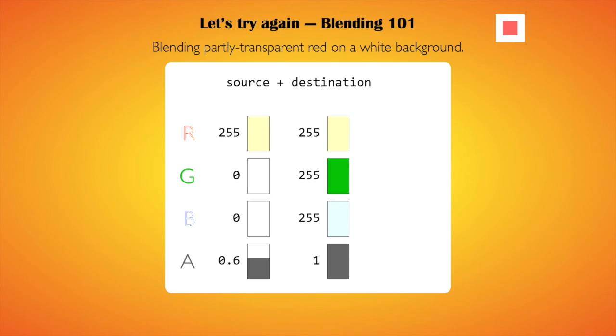All right, let's actually have a look at it in a different way. So we have, allegedly, a red square on a white square. The red is defined as 255, so full red, but 60%. So it's got 60% alpha, 60% opaque, 40% transparent.